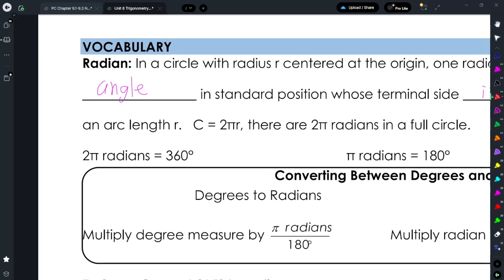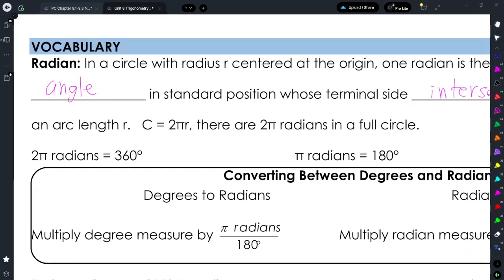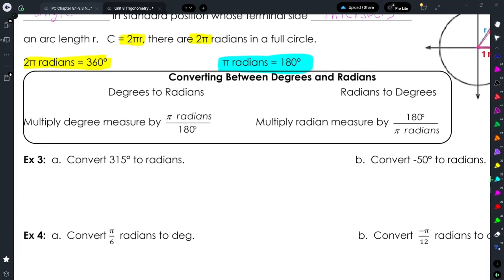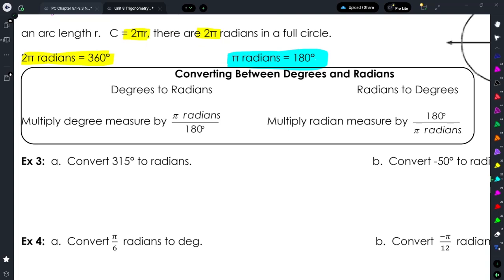around the circle. Now, because the formula for circumference is 2 pi r, there are 2 pi radians in a full circle. So 360 degrees is equal to 2 pi radians. And if you take half of that, 1 pi radian is 180 degrees. Now, to convert back and forth between radians and degrees, we use these formulas, and they're reciprocals of each other.